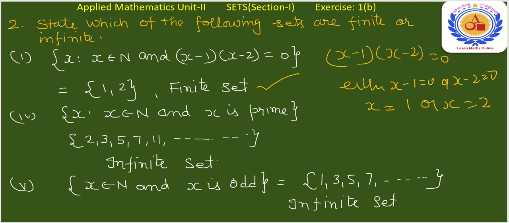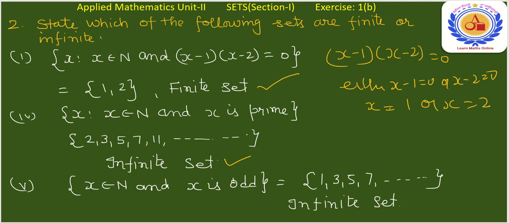In part number 4th, x belongs to the set of natural numbers and x is a prime. So we can write this set builder form in the roster form. So which natural numbers are prime numbers? 2, 3, 5, 7, 11 and so on. This set is an infinite set because it is having an infinite number of elements.